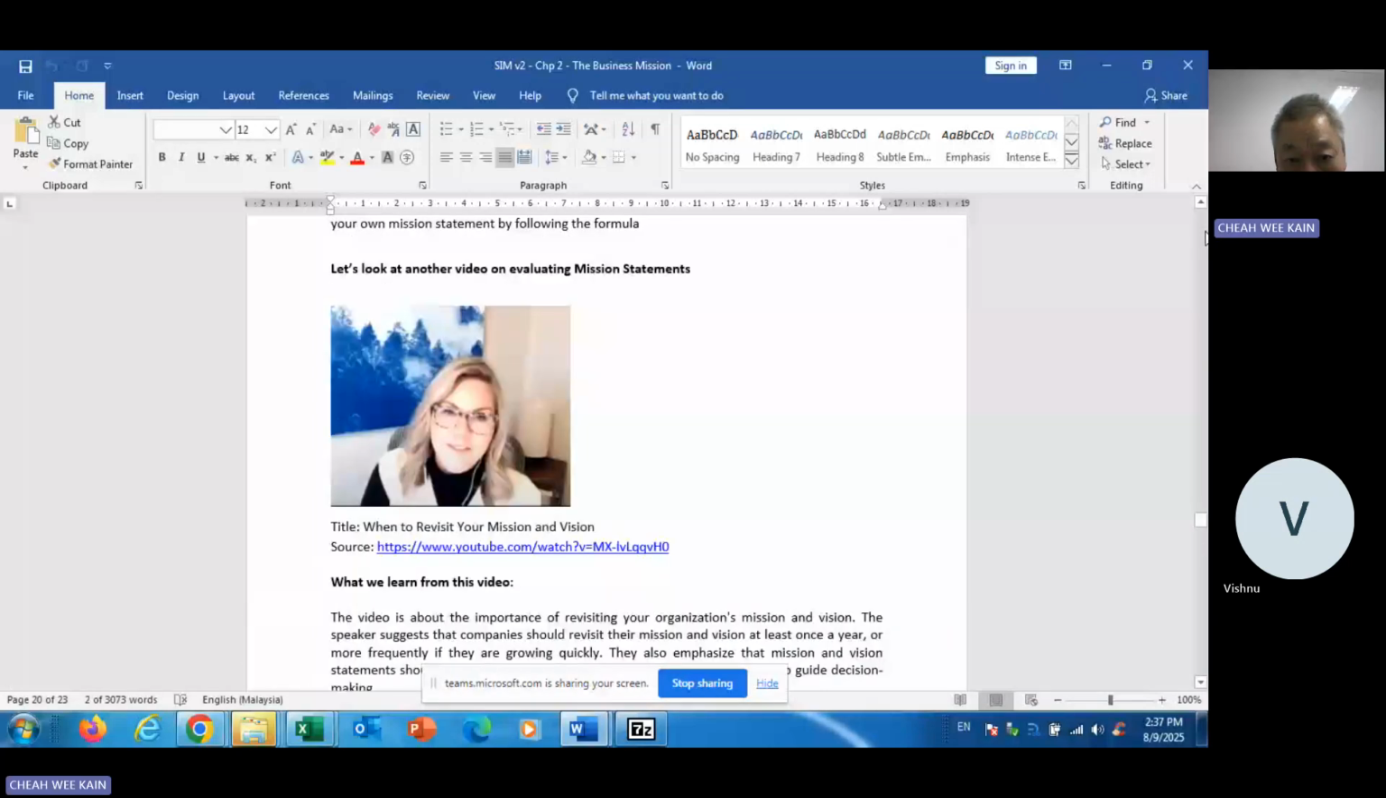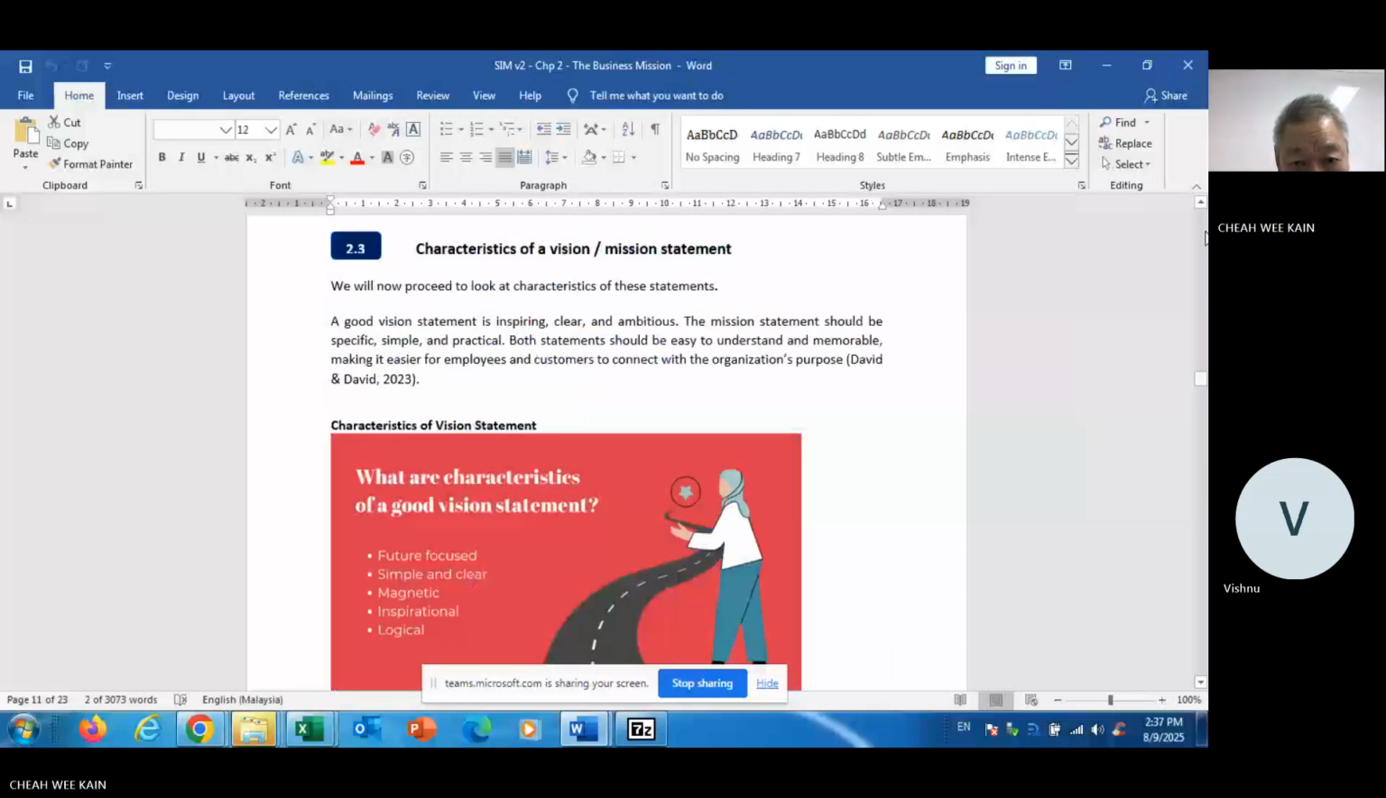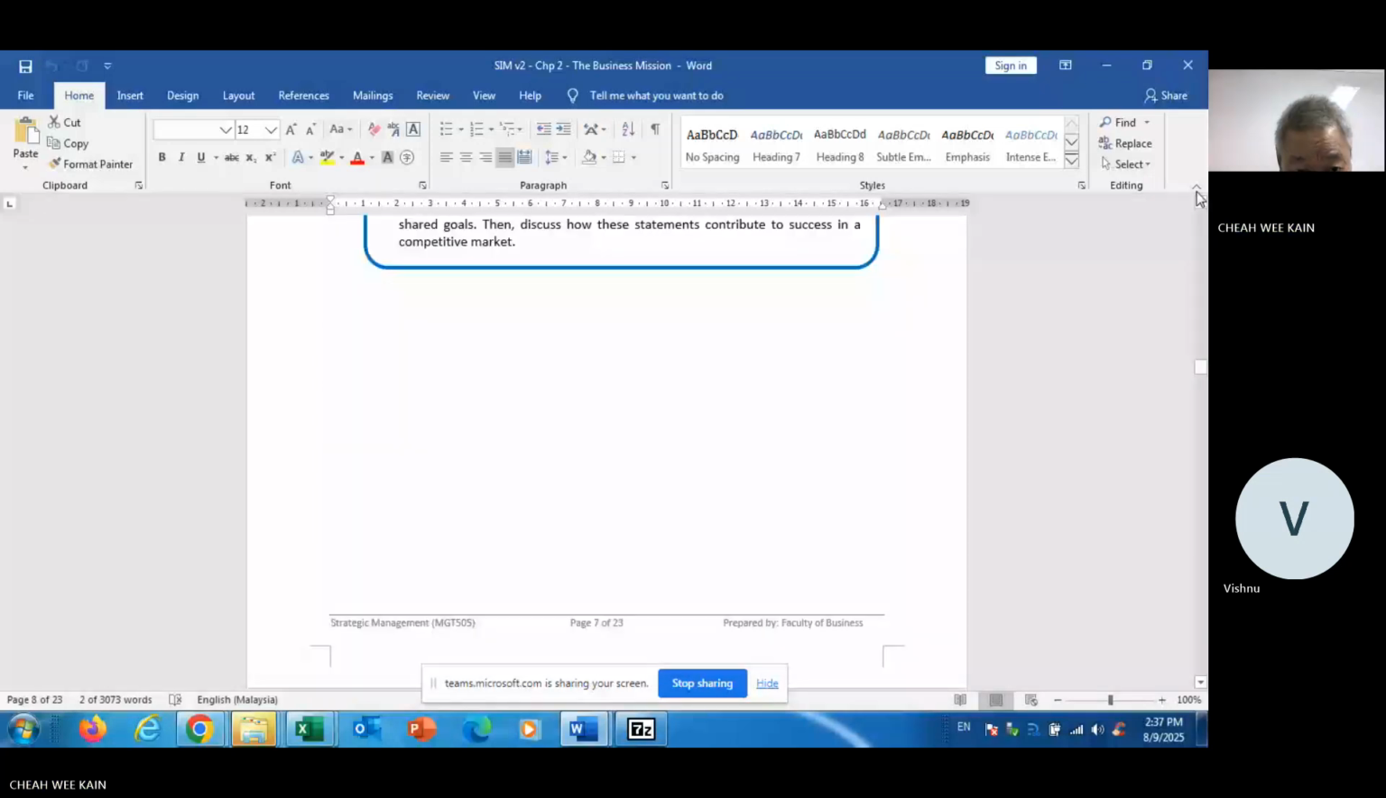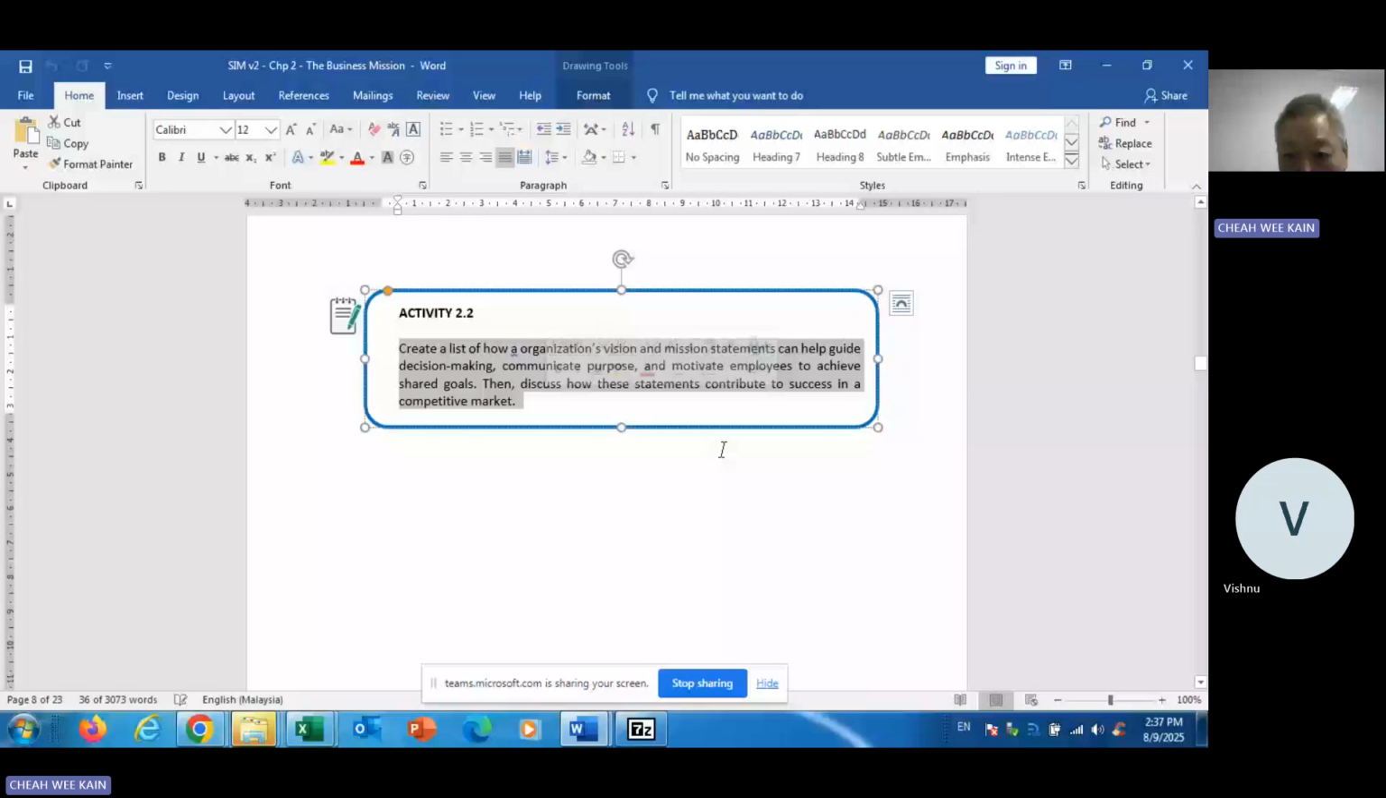Now, what activity I want you to do? The activity I want you to do is think about it. Make a list of how an organization's vision statement can help guide decision making and communication, and how all these statements contribute to success. What it means is that I want you to look at your company vision. Does it help in making decisions? If it doesn't help, then maybe not so good.